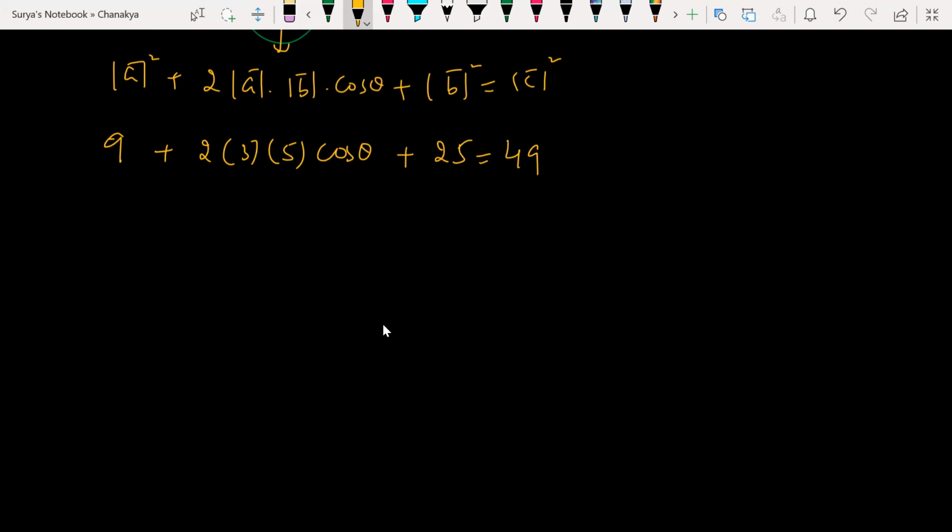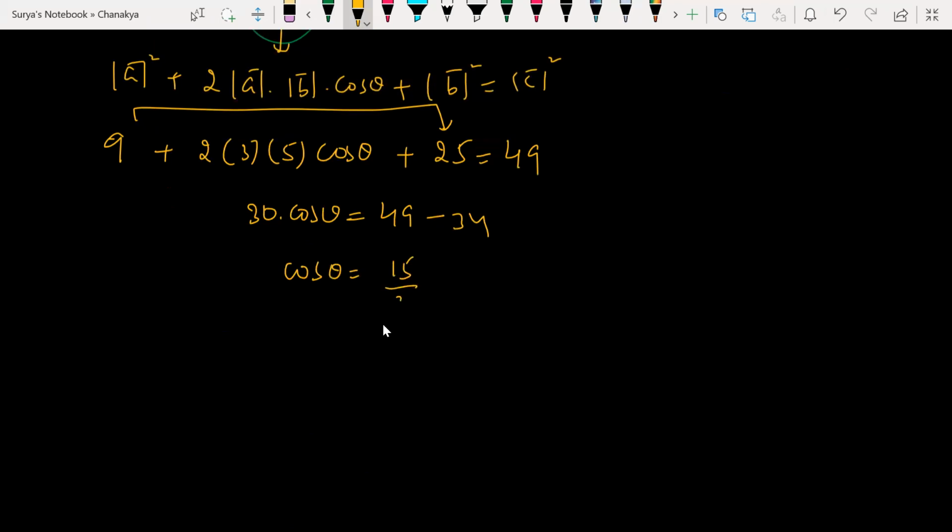देखो, 630 cos theta. 30 cos theta is equal to 49 minus this plus this. How much? 34. Am I right? Yes, sir. 15. So cos theta कितना आएगा? Cos theta is equal to how much? 15 by 30. So cos theta is equal to 1 by 2.